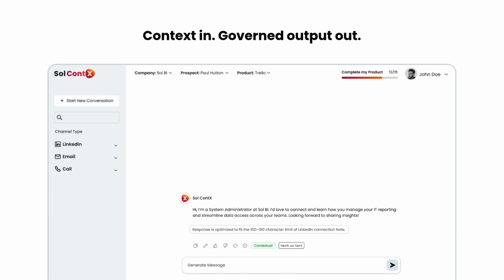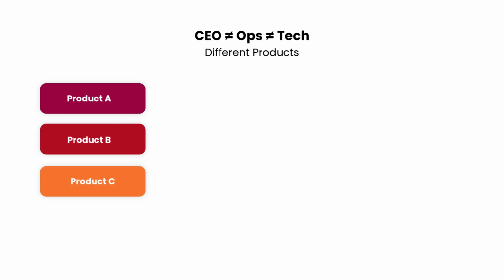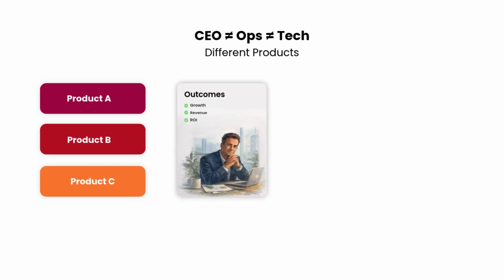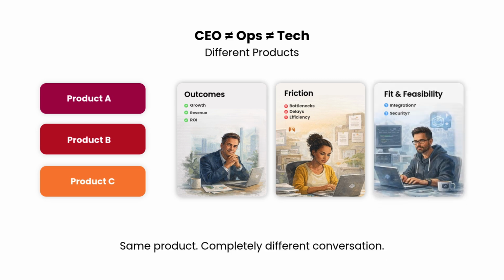It adds the right context before generation and shapes the output so every message stays aligned to the product, the buyer, and the intent. One company, different conversations. A CEO cares about outcomes, ops about friction, and tech about fit and feasibility. Same product, completely different conversation.